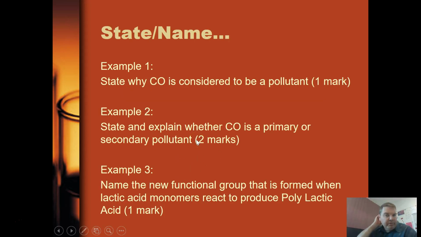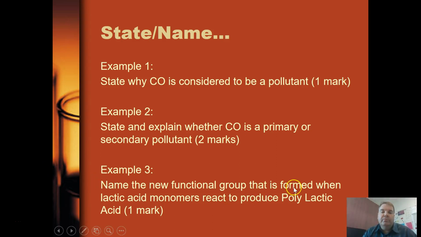State or name, these are normally really straightforward. So state why CO is considered to be a pollutant, okay, because it causes respiratory irritation or it's harmful to human health. You just state it, bang, 1 mark, done. State and explain, so they're actually bringing in 2 parts here. So state and explain whether CO is a primary or secondary pollutant. So you're going to get 1 mark for stating if it's primary or secondary. So anytime you get these sorts of questions, just have a guess if you need to. You've got a 50-50 chance of getting it right in this case. But carbon monoxide is a primary pollutant, and then you give your explanation because it is emitted directly into the atmosphere. Okay, so there's your state and explain, combining them together now.